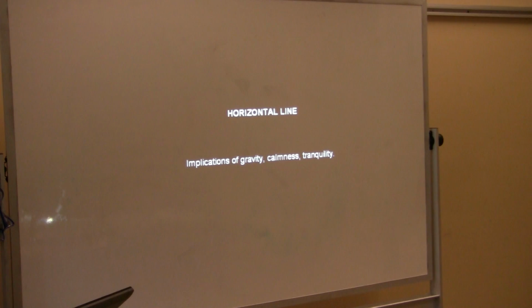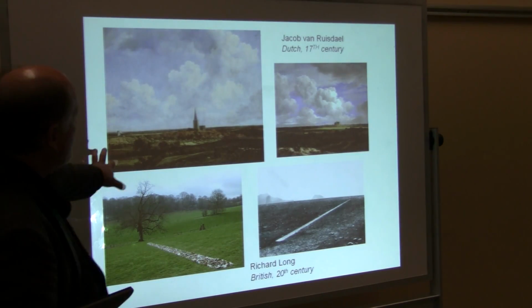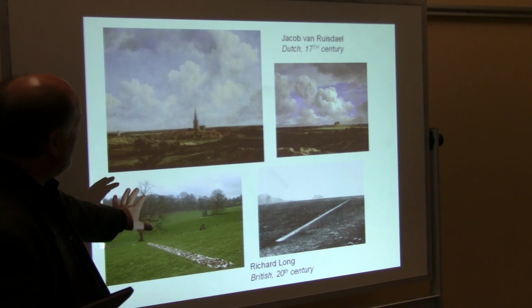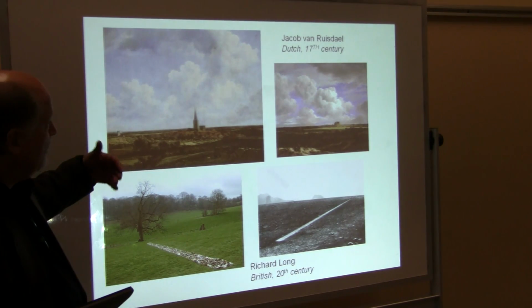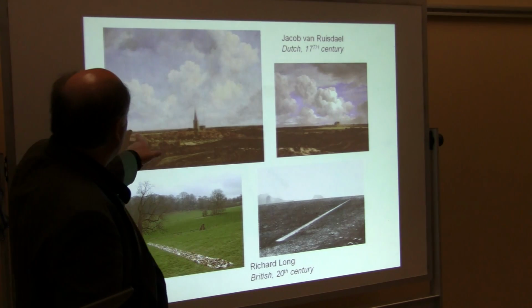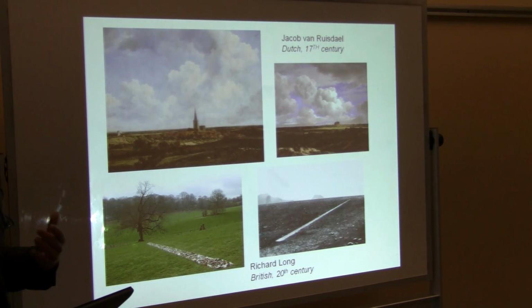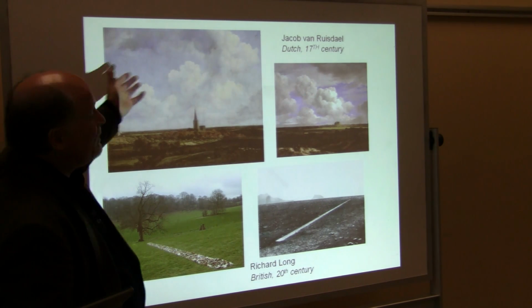Horizontal line implies gravity, a certain calmness, a certain tranquility. In the 17th century Dutch landscapes, and there are a lot of them, in Holland or Flanders, it's all flat. Most of it is land that has been reclaimed from the sea, so it's all very flat. The occasional church, human buildings, those are the only thing that get your eye and start taking you up into the sky, up to heaven. The rest of it's clouds.